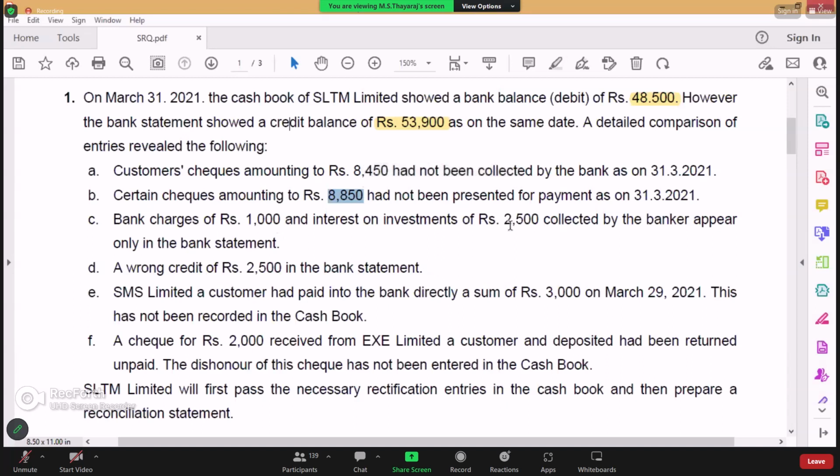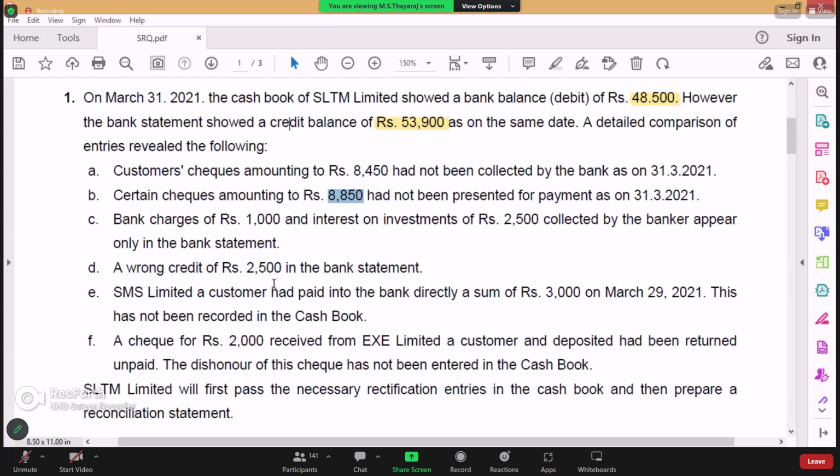Bank charges of 1,000 and interest on investment of 2,500 collected by the banker appear only in the bank statement. We don't know about these bank charges until we receive the bank statement. So the bank charges 1,000; the bank considers it in their bank statement, but our cash book has not entered it. Investment income, interest on investment, this 2,500 is received in our bank account. The bank considers this in their bank statement, but our cash book does not include it.